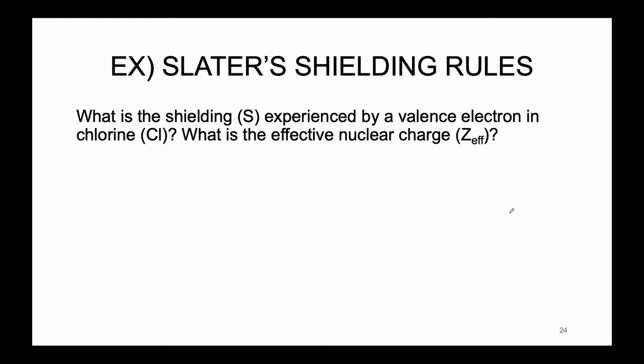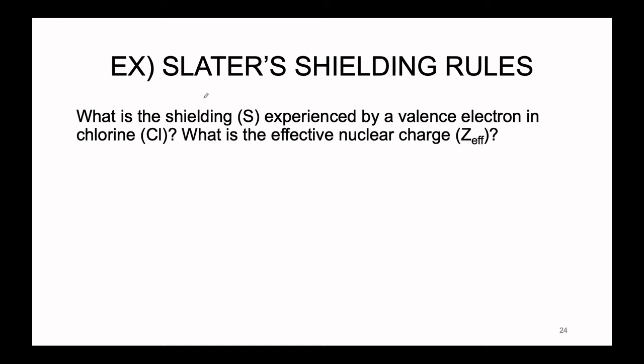What we're going to do is find the shielding factor experienced by a valence electron in chlorine. We're not going to walk through the example of sodium; instead we're going to walk through chlorine. The usefulness here is that we'll be able to compare our shielding factor and effective nuclear charge for sodium versus chlorine. This is going to give us a good idea for how effective nuclear charges result in differences between our atoms as we move across the periodic table horizontally.